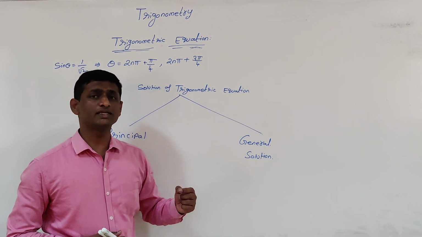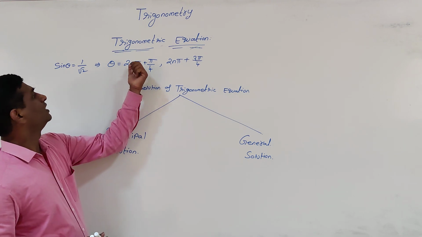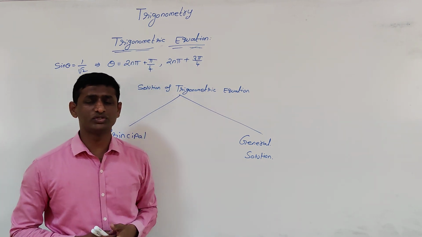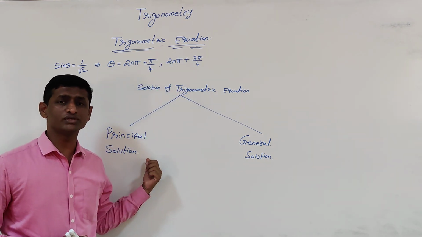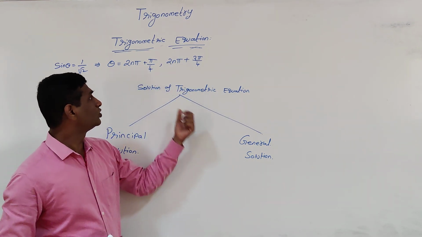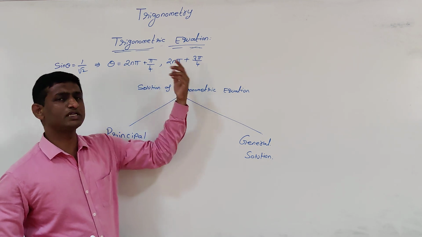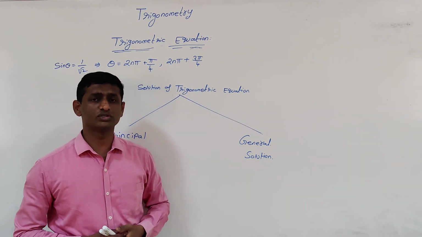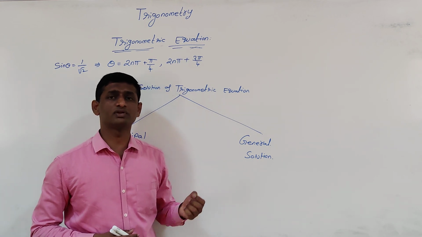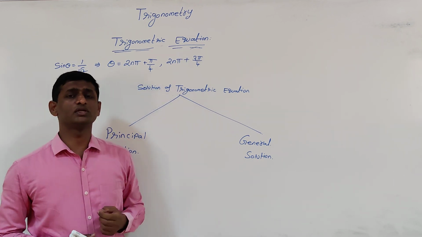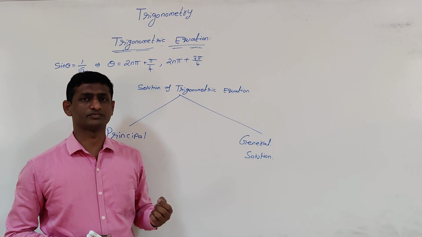So what is the starting solution? For this example, pi by 4 is the starting solution. So pi by 4 is called the principal solution, and 2n pi plus pi by 4 or 2n pi plus 3 pi by 4 is called the general solution. We will discuss one by one how to find the principal solution as well as the general solution using the graphs.